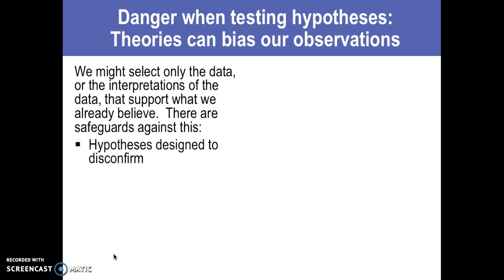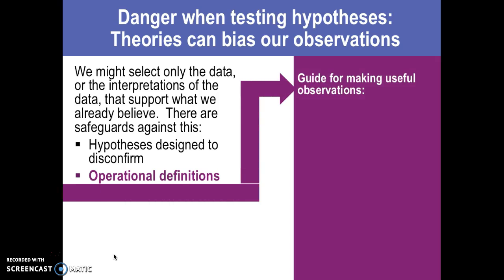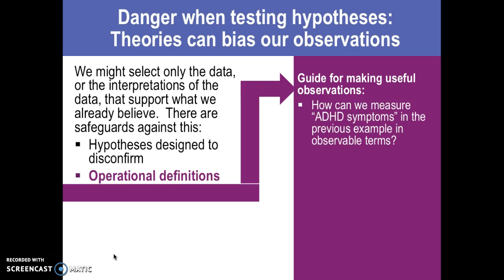First is design your hypothesis to disconfirm your theory, okay? And the other one is observational definitions. Now, observational definitions are where you take the hypothesis and you have to break it down. You have to say exactly, what does this word mean? So, how can we measure ADHD symptoms?